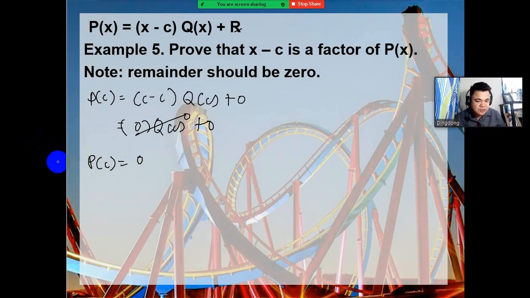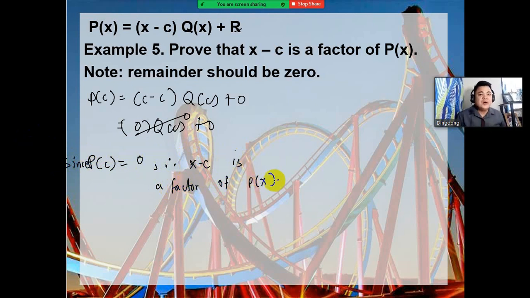And then we can now write down that since P of c is equal to 0, therefore, x minus c is a factor of the polynomial P of x. So when are we going to say that it's a factor of the polynomial function? If and only if the remainder is equal to 0. But if it's not equal to 0, it's not a factor of P of x. That's just very simple.